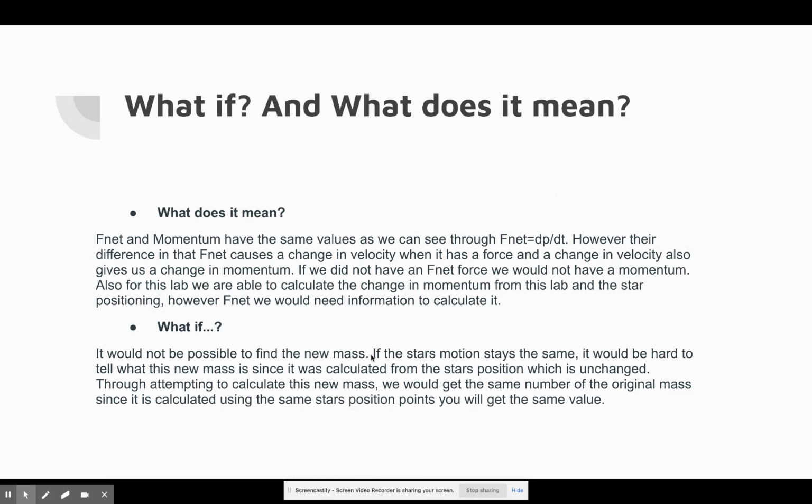And so what if? So if we're given a new mass, we're unable to calculate the value of that new mass because we're given the same positioning for the star's motion. And if we're given the same value of the motion, when we try to solve for this new mass, we're going to end up getting the same mass as before, since, again, we are not changing the position of the star, and we're using just our star position to calculate the mass originally.